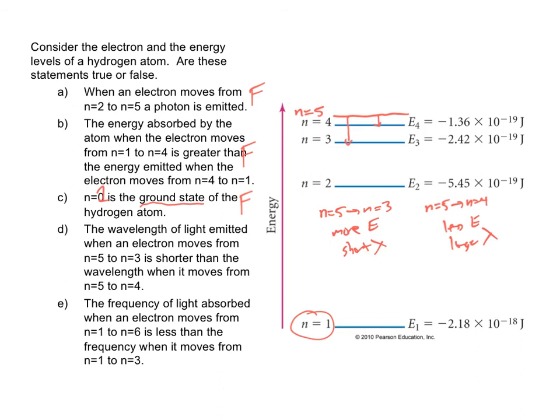And so this says the wavelength of light emitted when an electron moves from n is equal to 5 to n is equal to 3 is shorter than the wavelength that moves from n is equal to 5 to n is equal to 4. So I think that statement is in fact true.